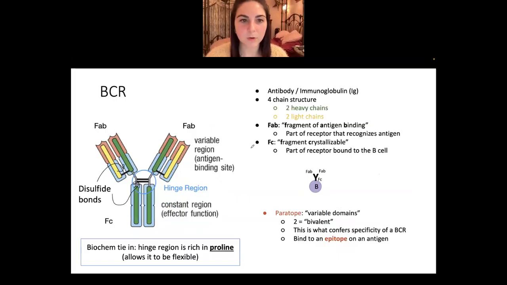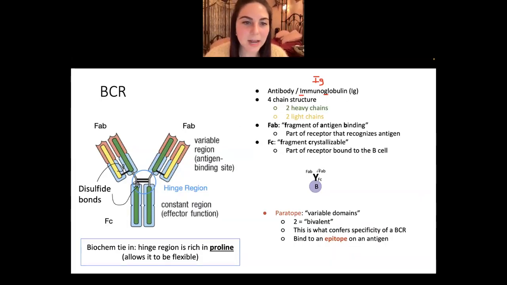So going into a little bit more detail of what the B cell receptor is, this is an antibody. Another name for an antibody is an immunoglobulin, so Ig. That's why a lot of the antibody names start with Ig something. It just stands for immunoglobulin. So there's 4 chains: 2 heavy chains and 2 light chains. The heavy chains are in green in this picture, and the light chains are in yellow. I tried to color code it.